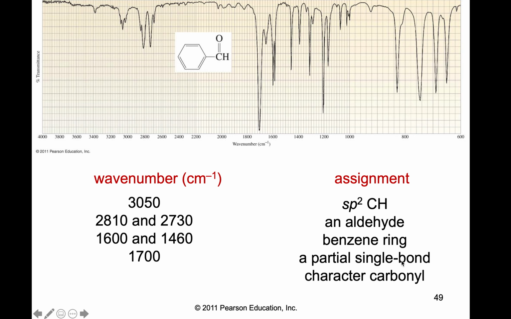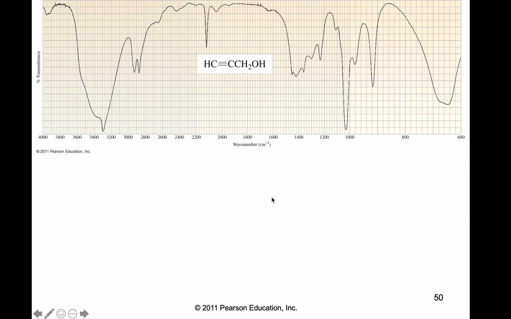1700 is a partial single bond character carbonyl. So there's resonance. That double bond can move right out and give you single bond character for CO. So that's about 1700. Normally it's about 1720 for aldehydes.